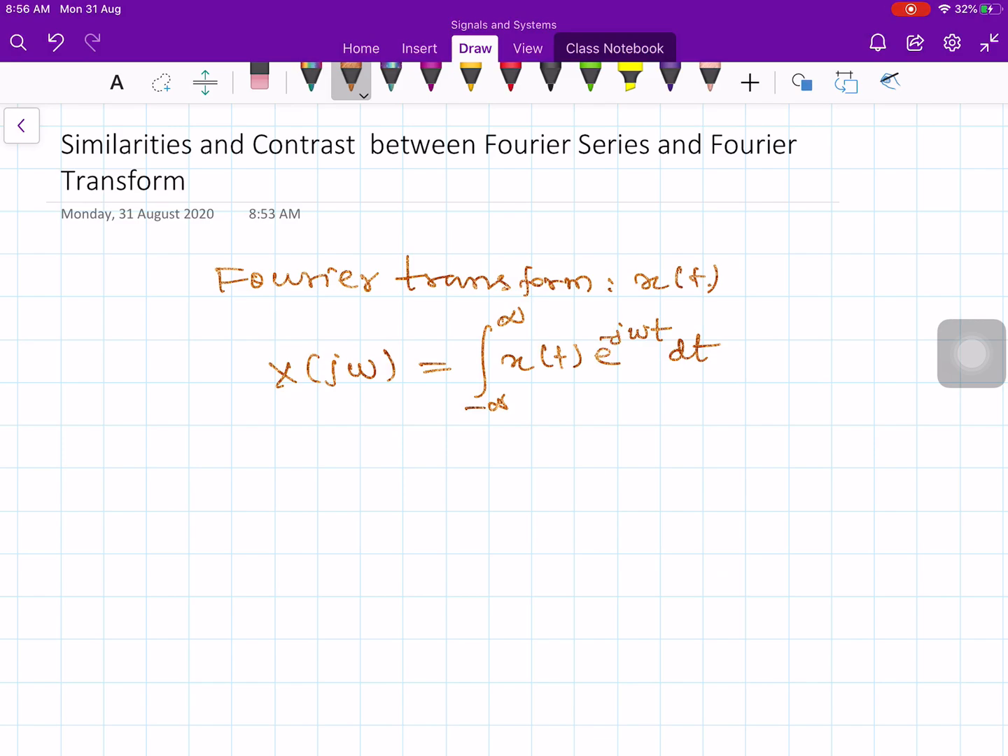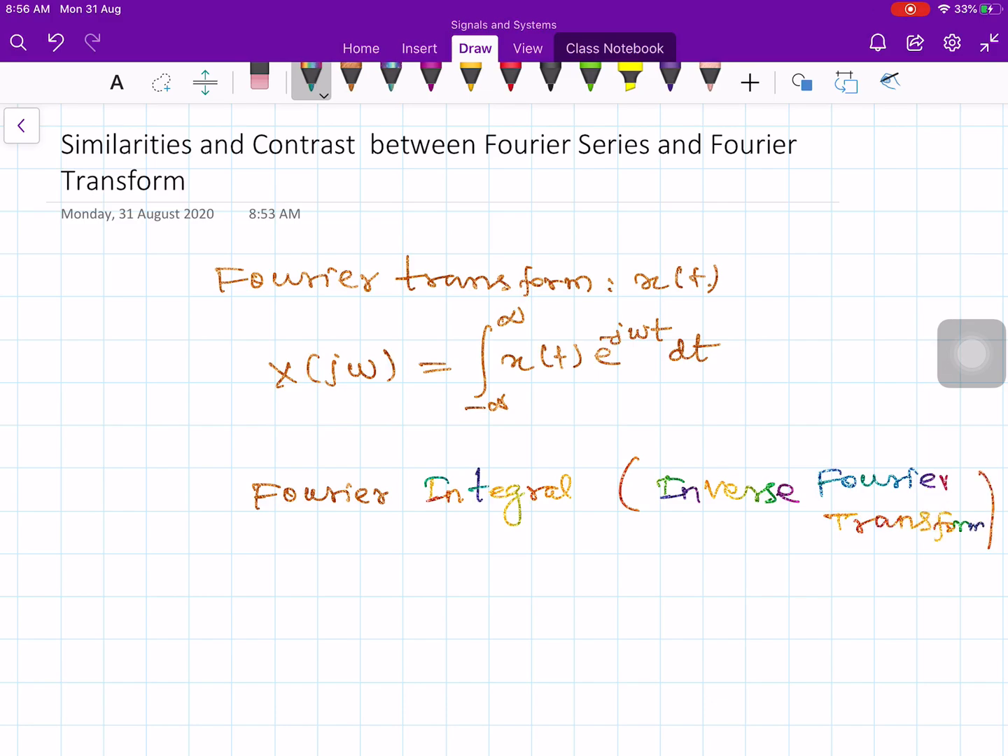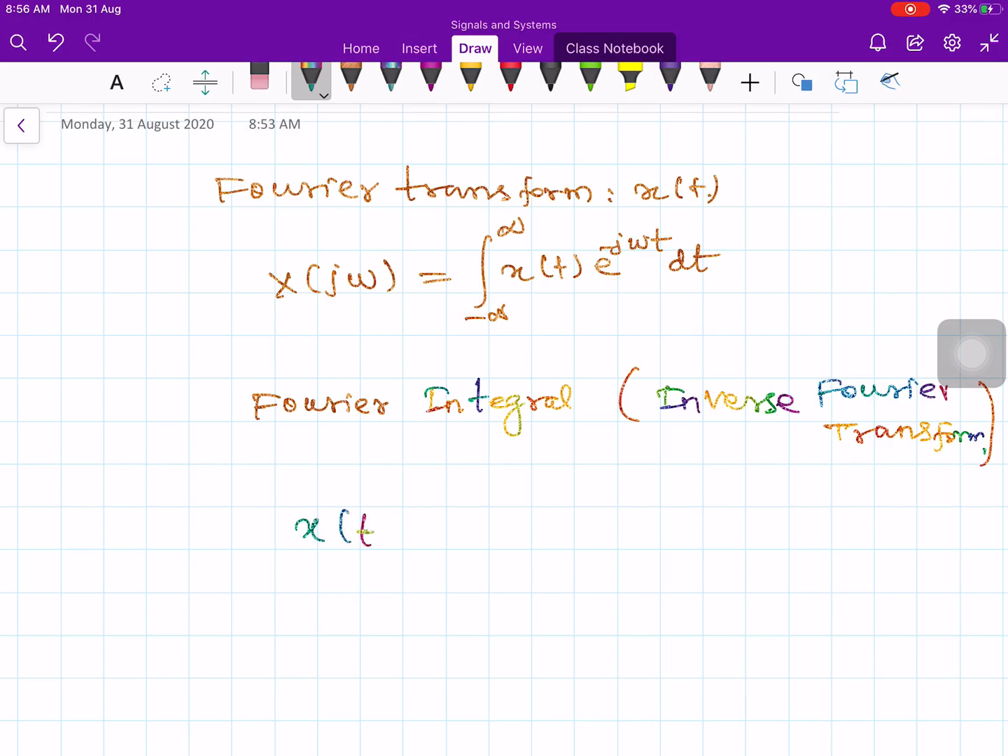And the Fourier integral, that is the inverse Fourier transform. You can get back your x of t from x of j omega. That's what we mean by inverse Fourier transform. It is given by 1 over 2 pi times the integral of x of j omega e to the plus j omega t times d omega. Now you are doing the integration with respect to omega, and the range is of course from minus infinity to plus infinity.